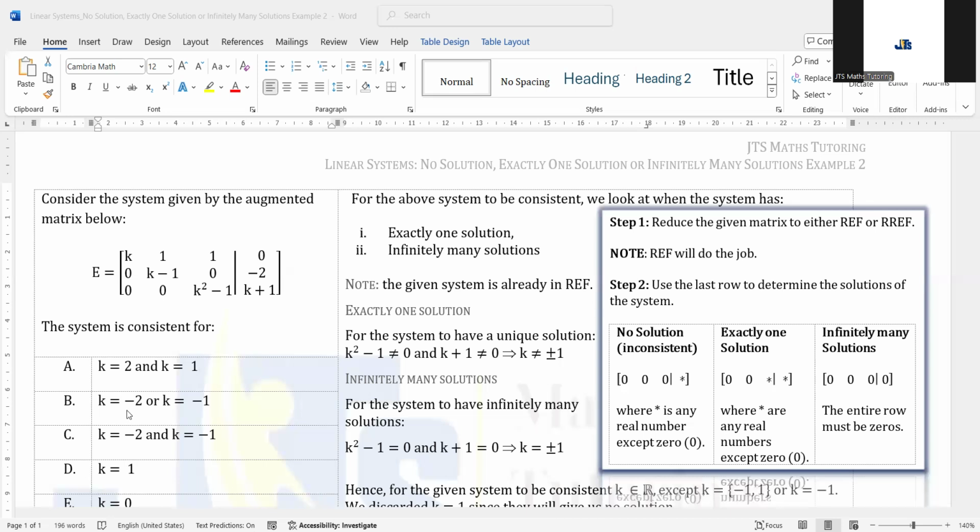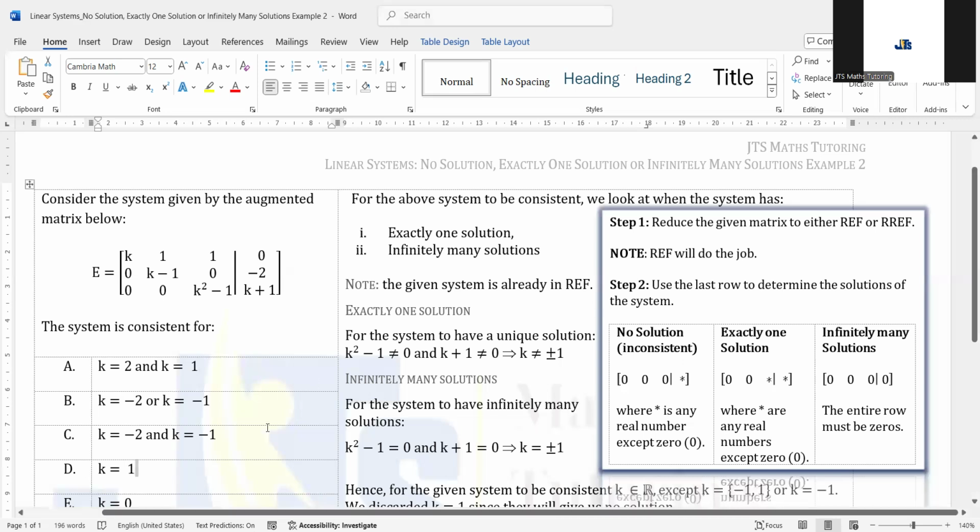Let's look at option B. Here, K can be equal to -2 or K can be equal to -1. So remember, if K is going to be equal to -2, boom, exactly one solution. If K is equal to -1, boom, we know infinitely many solutions. Beautiful. Awesome. What about option C? What is the difference between option B and option C? Remember the use of those logical operators. You can't have K being equal to -2 and -1 at the same time.